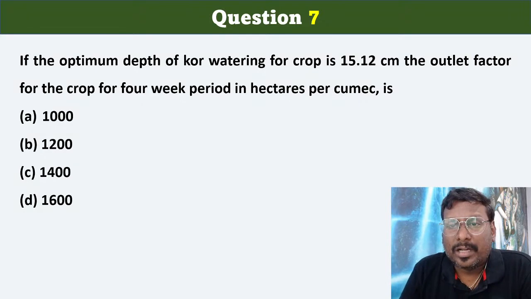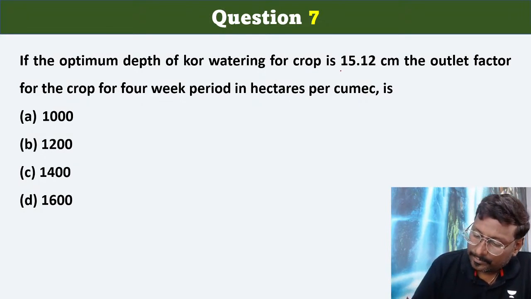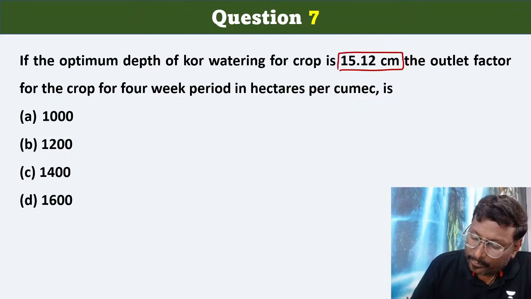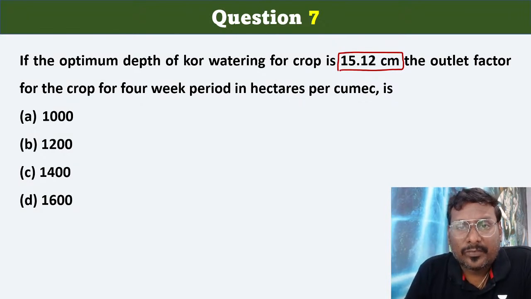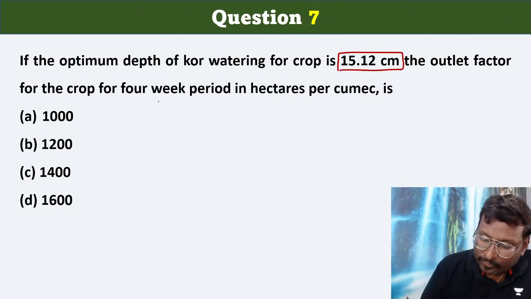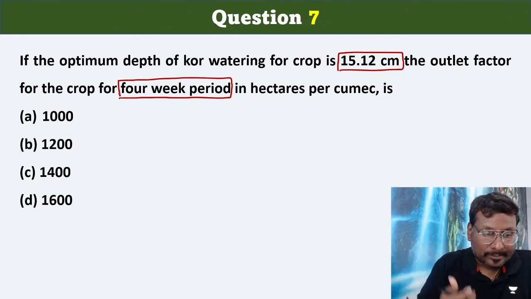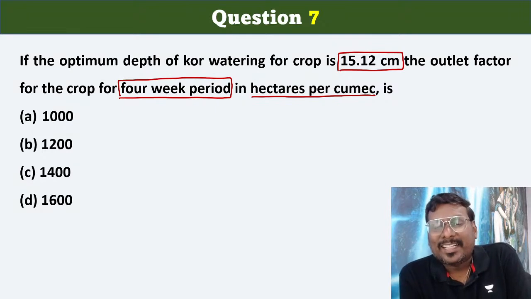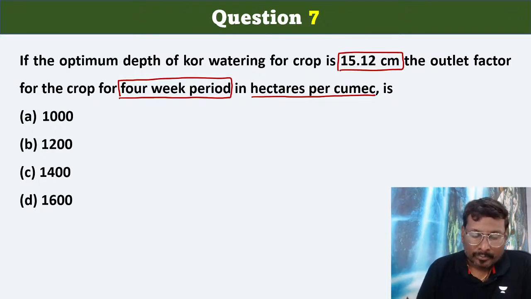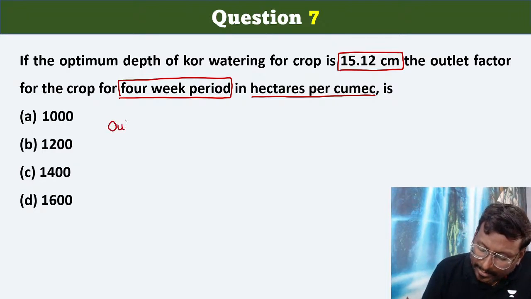If the optimum depth of kor watering for a crop is 15.12 centimeter, the outlet factor for the crop for a 4-week period, in hectare per cumec. So by seeing outlet factor, do you understand what you have to find out, estimate? What is outlet factor? Can anybody tell me? Please, yaar. What is outlet factor?